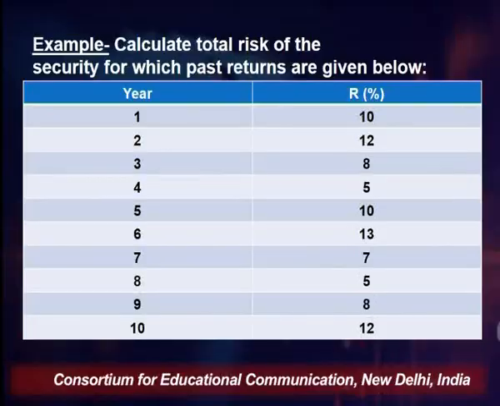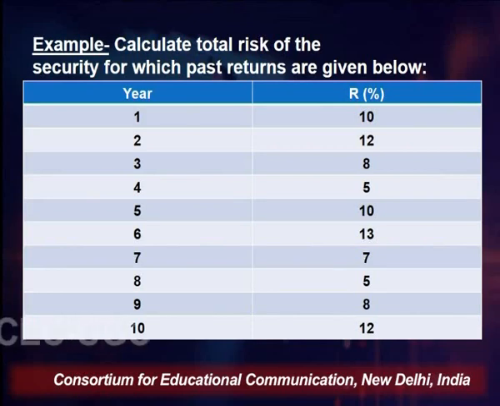That is, if the situation will be good, what will be the return? Normal, what will be the return? If the situation will be bad, what will be the return? Then we calculate the average return and apply this formula, thereby you can find out the standard deviation. Now let me take an example.